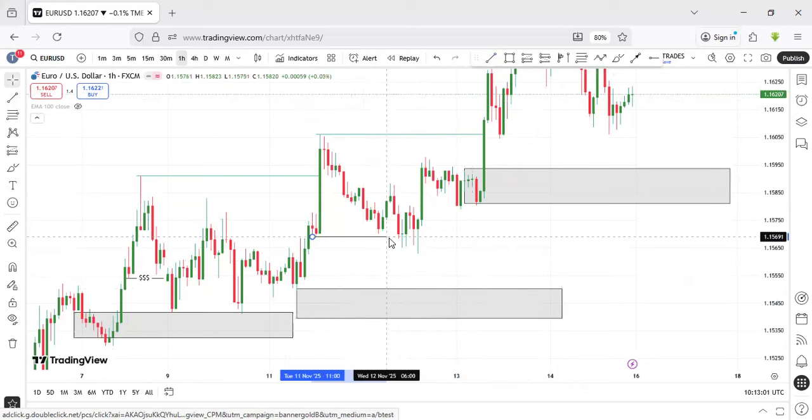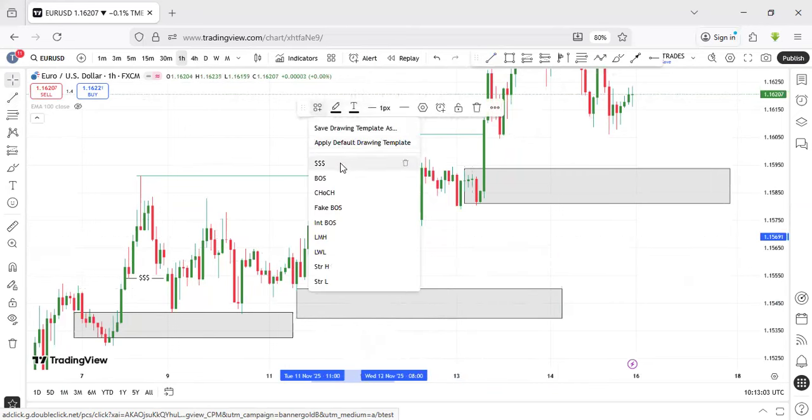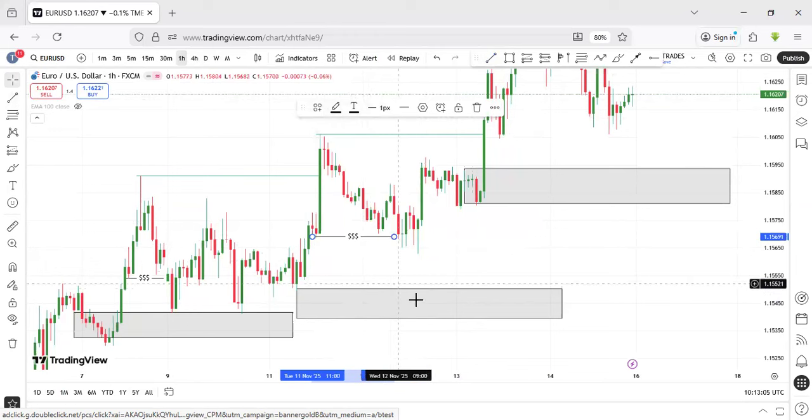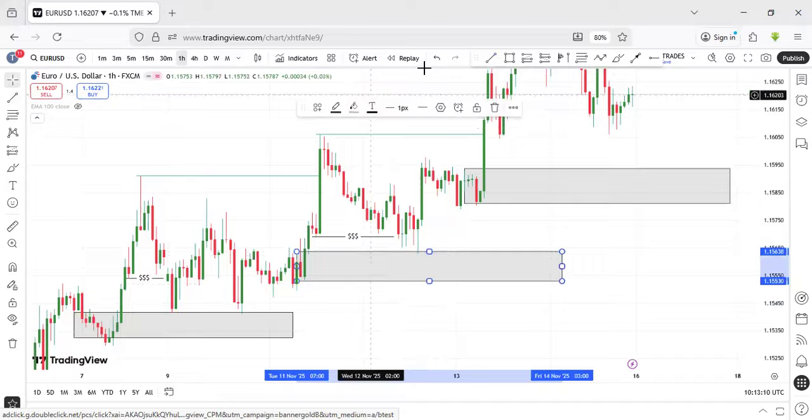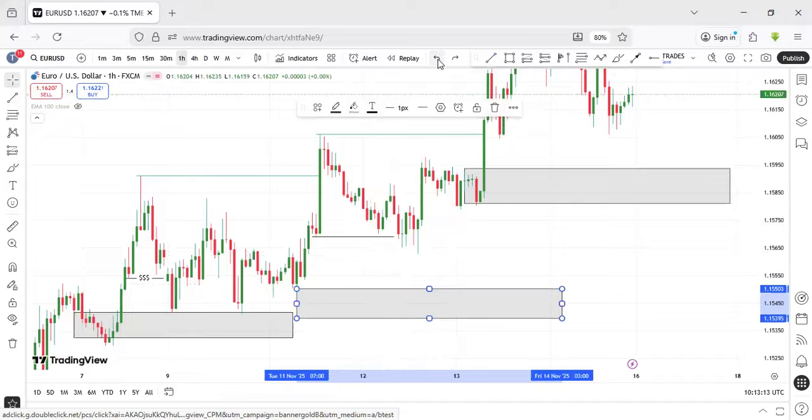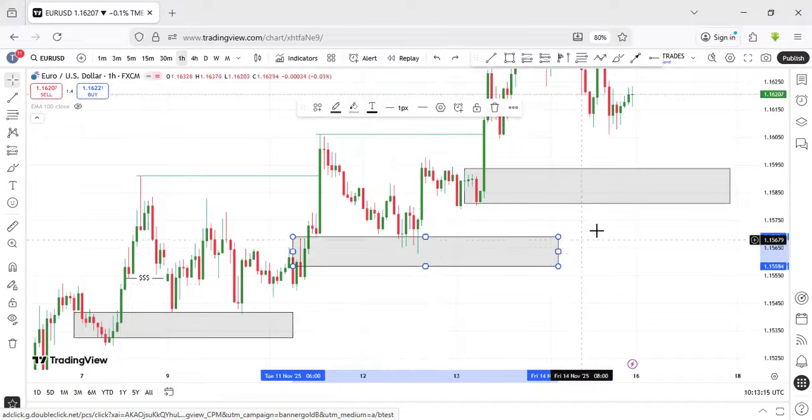Use this one as what? A liquidity here. And what happened? The market took it out, continued to the upside. And when you study all this, you will discover the accurate behavior of this market.